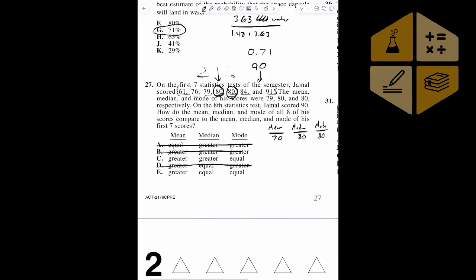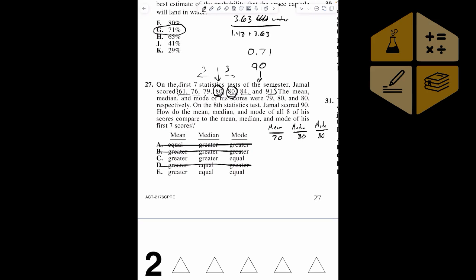When you have an odd number of scores like that, the median term is easy to find because out of 7, you're going to have a middle term, then 3 that are lower and 3 that are higher. So in our original list, forget that I added 90, we have 61, 76, 79, 80, 80, 84, 91. This 80 right here is the median because I have 3 scores to the left and 3 scores to the right, 3 scores greater and 3 scores smaller.